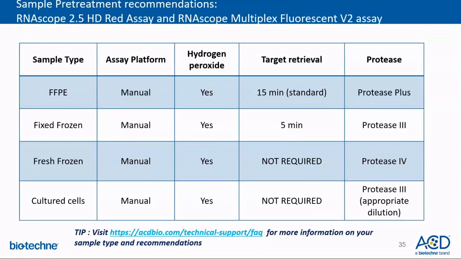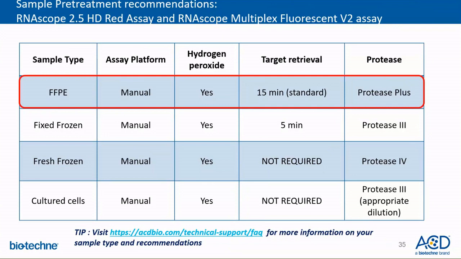Shown on this slide are sample pretreatment recommendations for various sample types. To perform RNAscope red assay or RNAscope fluorescent V2 assay, the recommendations shown on this slide are for manual assay platform, and all the sample types require hydrogen peroxide treatment.